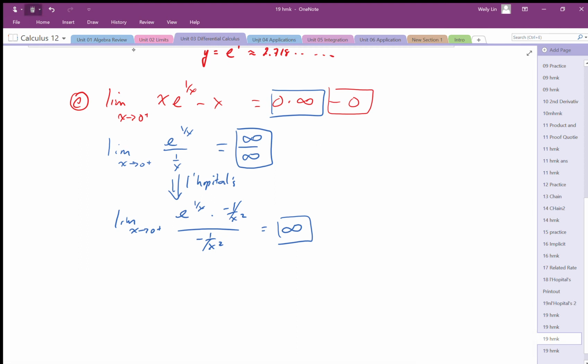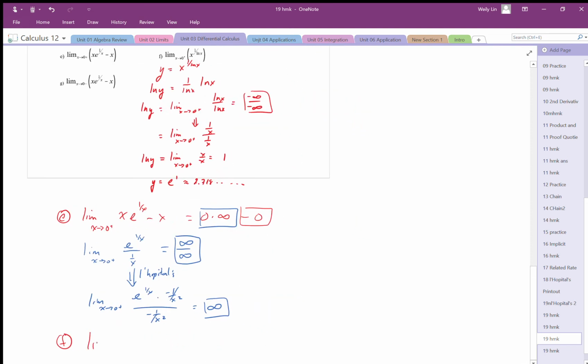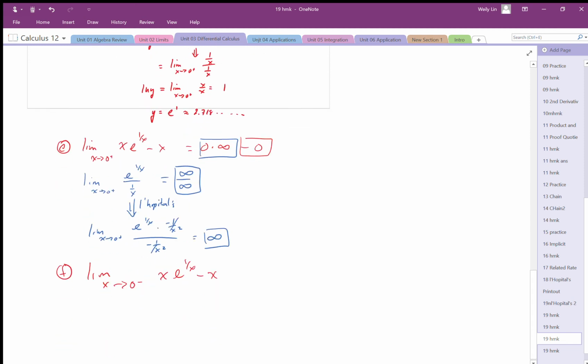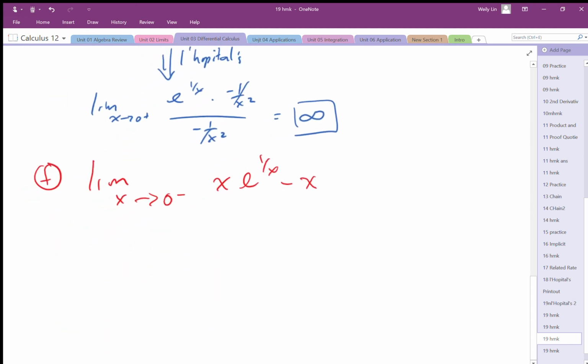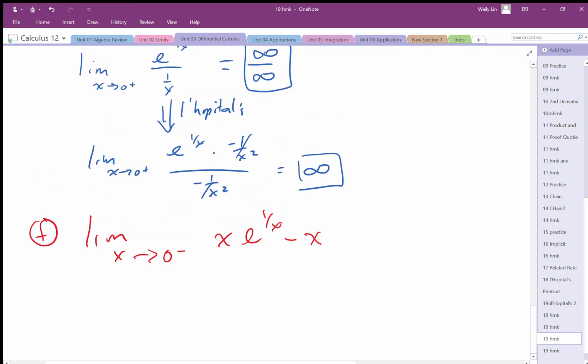For F, what did letter F look like? It was limit as x goes to 0 from the negative side of x e to the 1 over x minus x, and it's approaching from the negative side. Oh, this is essentially the same problem. Essentially, we're going to do the exact same thing, so we're going to end up with this limit.